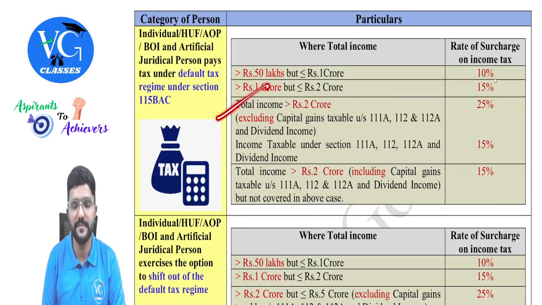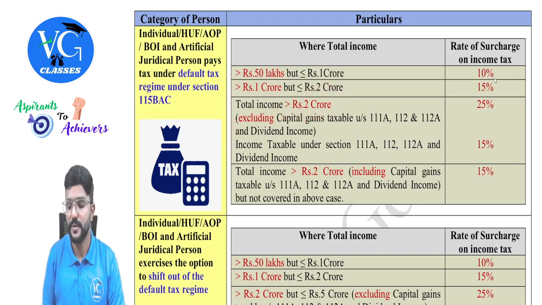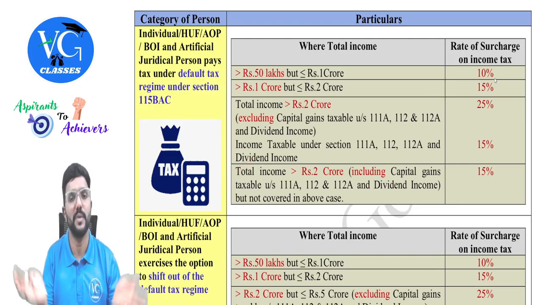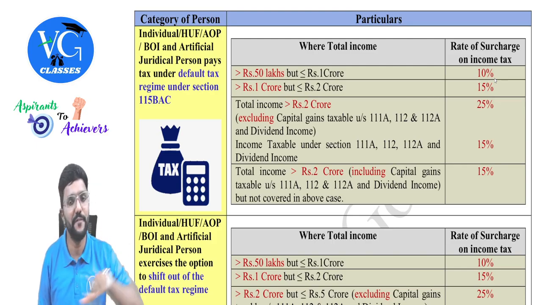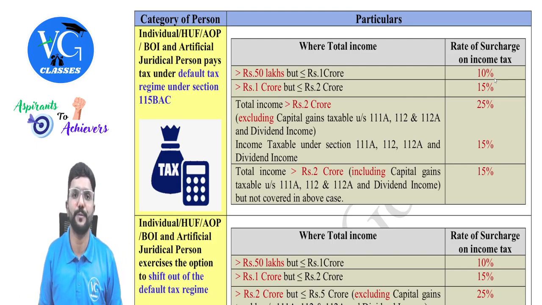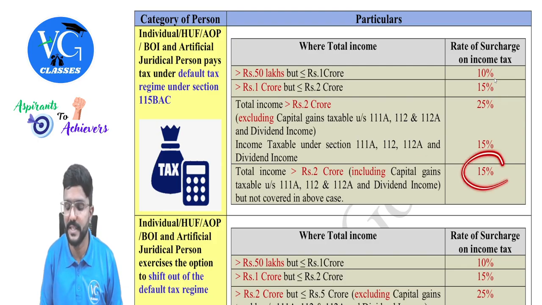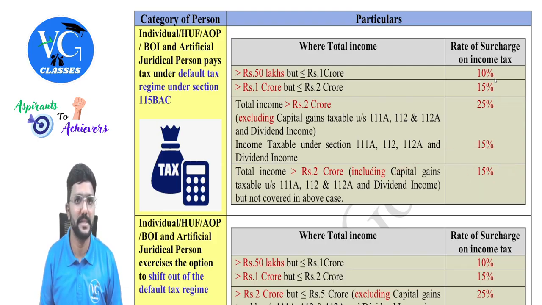Please be careful. This is different. Here, the total income is more than 2 crore, excluding the capital gain special income and dividend income. So there are two separate rates. Whereas here, total income is more than 2 crore, but only if you include all the capital gains income or the dividend income. If you exclude them, then it is less than 2 crore. Clear? In that case, only a single rate would be applicable, guys.